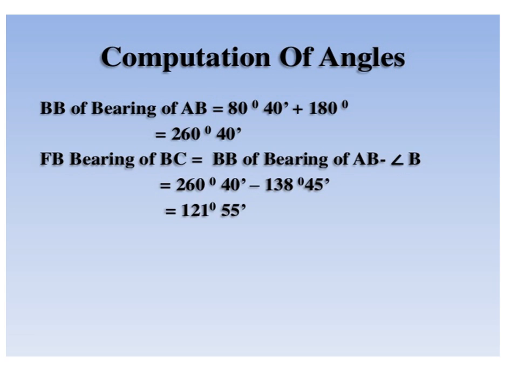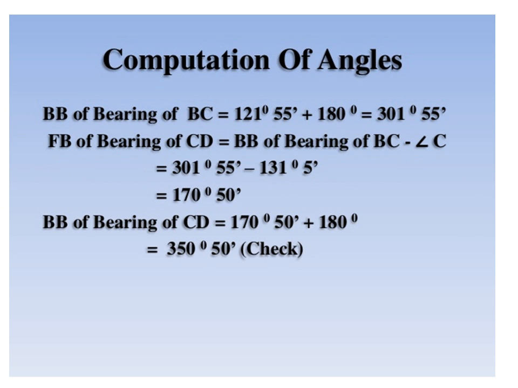Similarly, forward bearing of BC equals back bearing of AB minus angle B, that is 260 degree 40 minutes minus 130 degree 45 minutes. So the angle is 121 degree 55 minutes. So back bearing of BC equals 121 degree 55 minutes plus 180 degree, it is 301 degree 55 minutes.